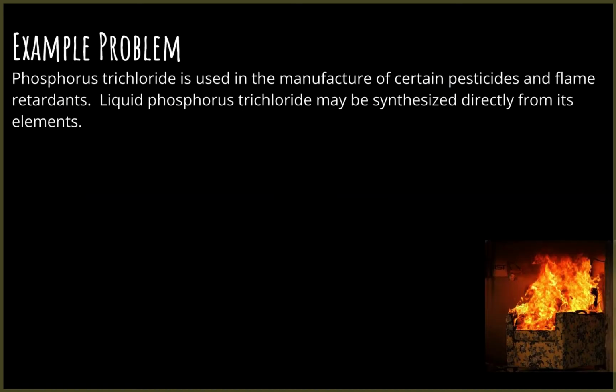Okay, for our next one, it says phosphorus trichloride is used in the manufacture of certain pesticides and flame retardants. Liquid phosphorus trichloride may be synthesized, so there's that word synthesized again, directly from its elements. So I know that phosphorus trichloride, so that's going to be PCl3, is synthesized from its elements. So the two elements that make up phosphorus trichloride are phosphorus plus chlorine. But remember, chlorine is one of those diatomics, so it's going to be Cl2.